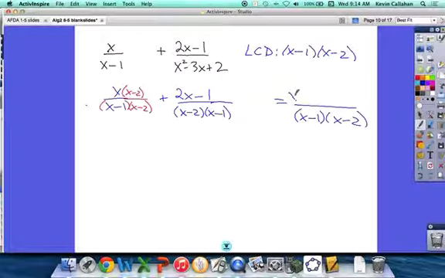X squared minus 2x plus 2x minus 1. All right, we need to simplify that. What is that? The negative 2x plus 2x cancels, so we've got x squared minus 1. And in the denominator, we still have x minus 1 times x minus 2.